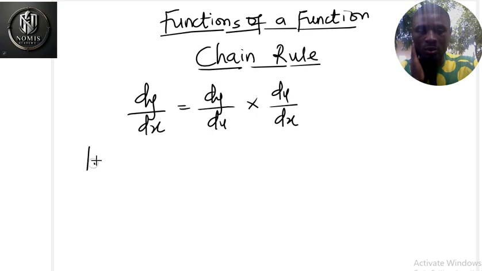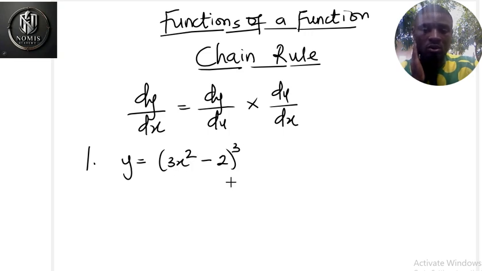Example number 1 says that we should find the derivative of y equals (3x squared minus 2) raised to the power of 3. So let's get into the solution of this problem. How do we use the chain rule to solve this?